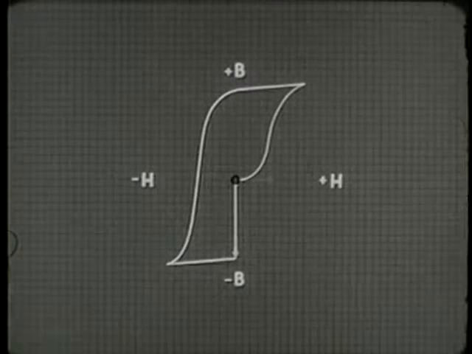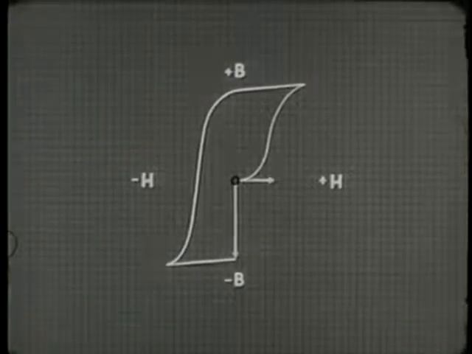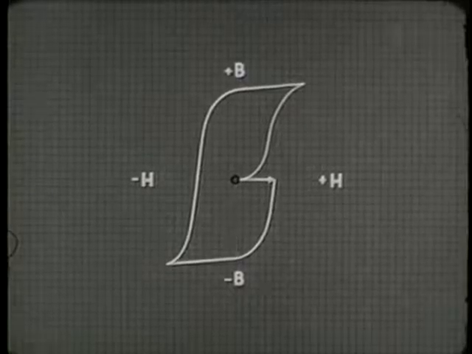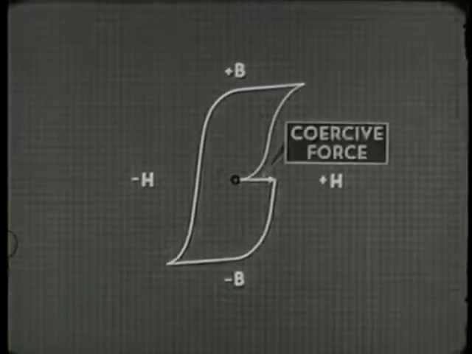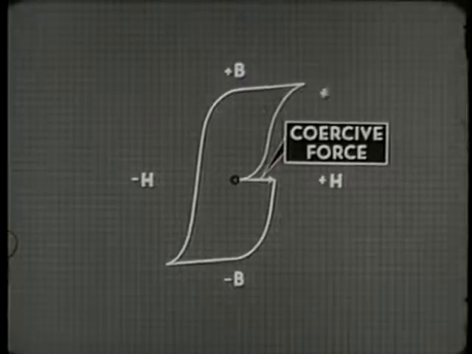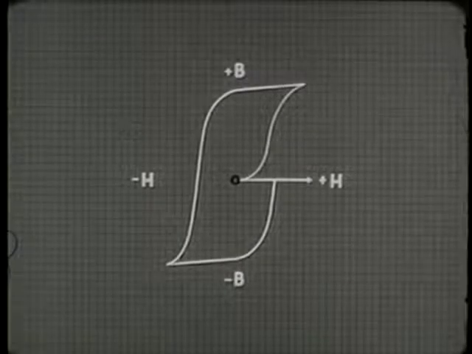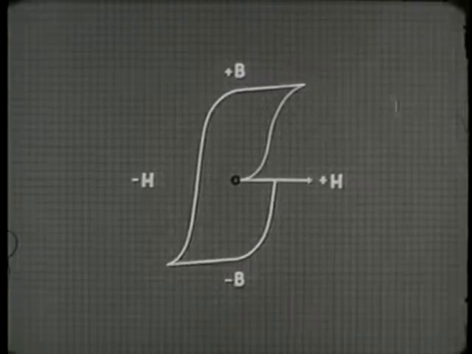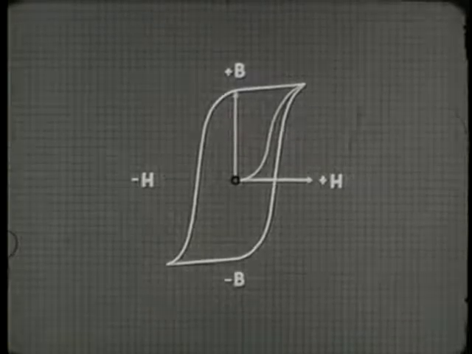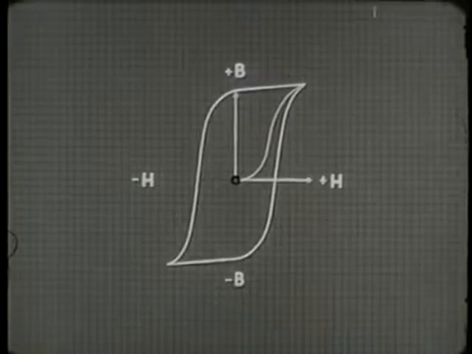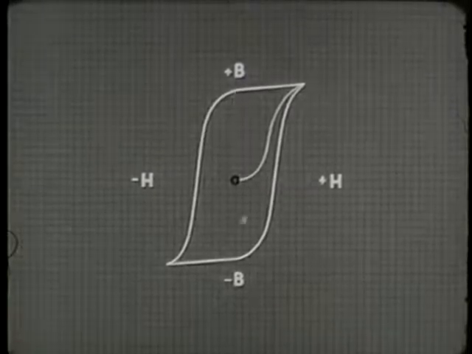To switch the core, we apply a positive magnetizing force. Enough first to cancel out the negative residual magnetism, that is, to act as a coercive force in the opposite direction. And then, by adding more positive magnetizing force, we can bring the core material back to a state of positive saturation.